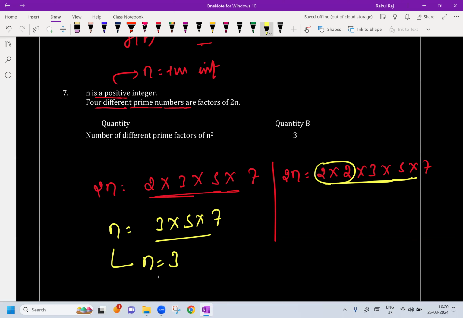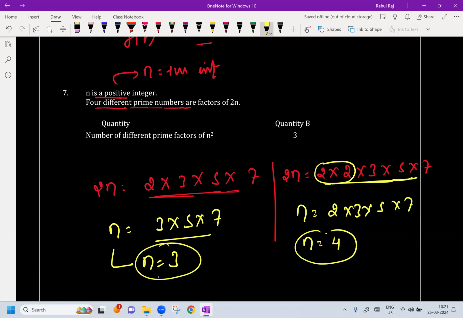But in this case, Alexa, n can still be 4 different factors, because if I cancel one 2, the rest will remain the same, no? 2 cross 3 cross 5 cross 7. So n could have 4. That's the whole point. n could be 3, n could be 4. So it might not be so deep.